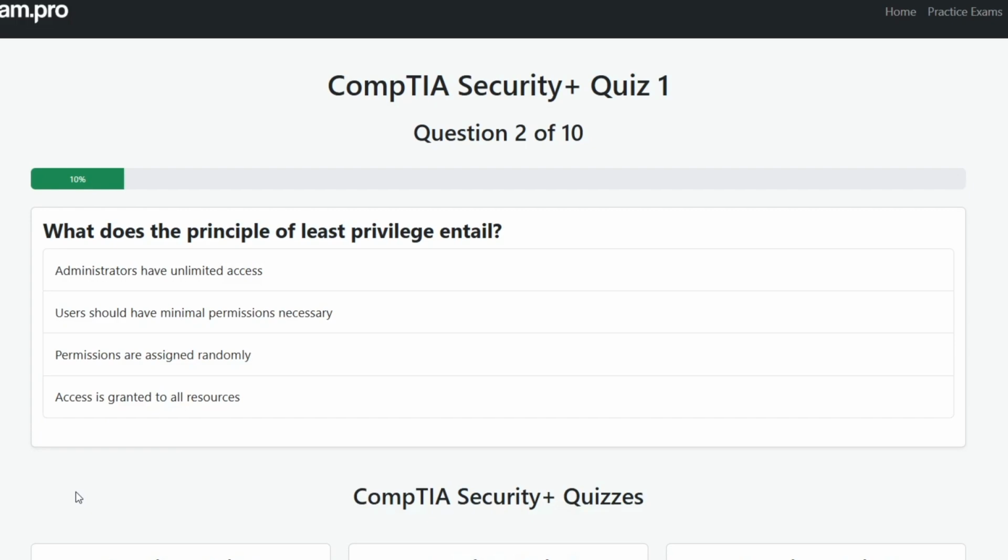What does the principle of least privilege entail? Administrators have unlimited access. Users have minimal permissions necessary. Permissions are assigned randomly, or access is granted to all resources.